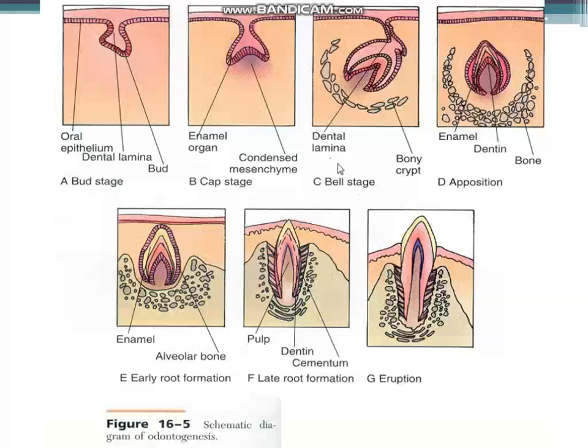Now we are going to the next stage, that is the bell stage. At this stage, the structure will have a shape like a bell. And what does it mean?